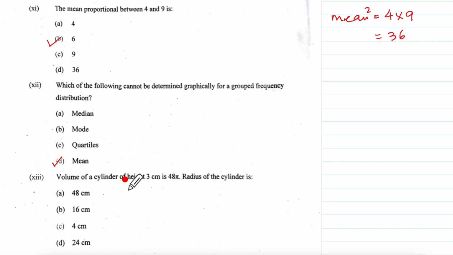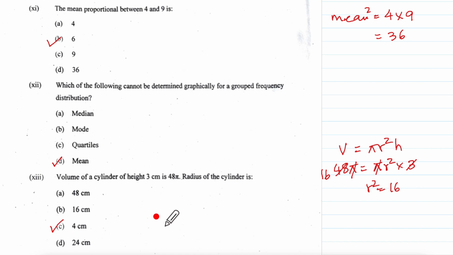13th one, volume of the cylinder of height 3 cm is this. So volume of the cylinder is pi r square h, and volume is 48 pi is equal to pi r square, and the height is 3 centimeters. So we have like so. Now pi and pi get cancelled. 3 will go 16 times. So your r square is going to be 16. R is going to be under root 16. Under root 16 is going to be 4, which is option C.